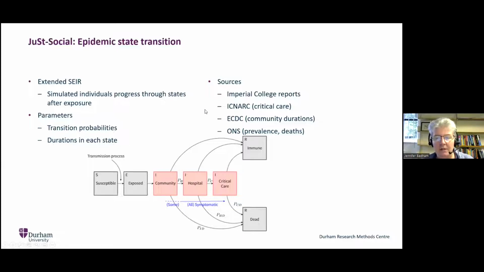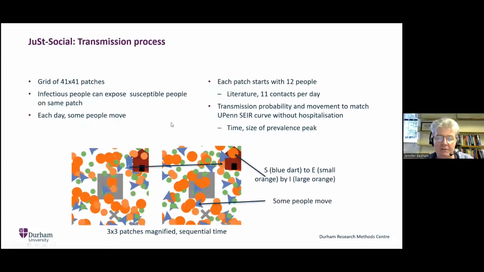And the sources for the data for that were, you know, all the typical COVID epidemiology sources. So Imperial College had a bunch of stuff associated with their model, the critical care monitoring, the ECDC had some stuff about duration in the community, and the Office of National Statistics had surveys about prevalence and deaths and so on.